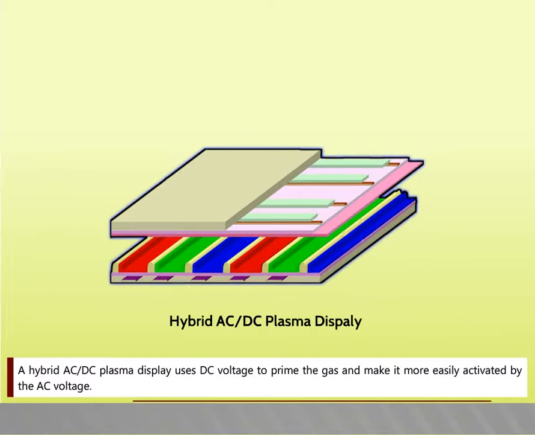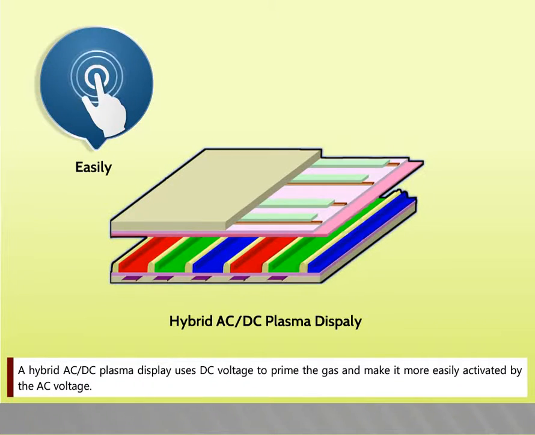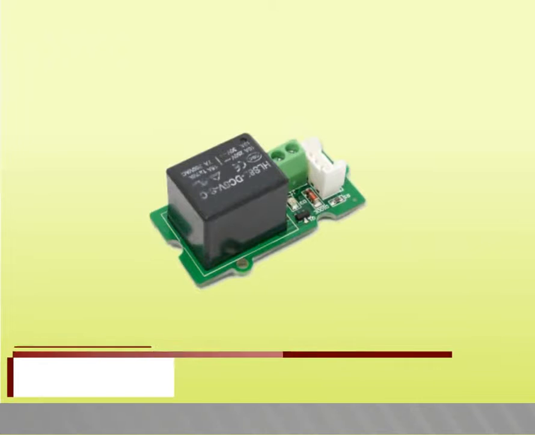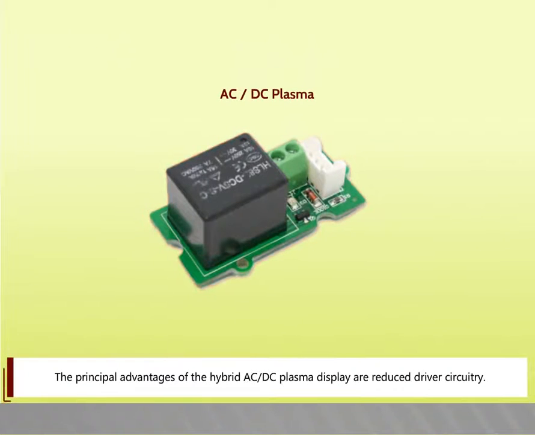A hybrid AC or DC plasma display uses DC voltage to prime the gas and make it more easily activated by the AC voltage. The principal advantage of the hybrid AC or DC plasma display is reduced driver circuitry.